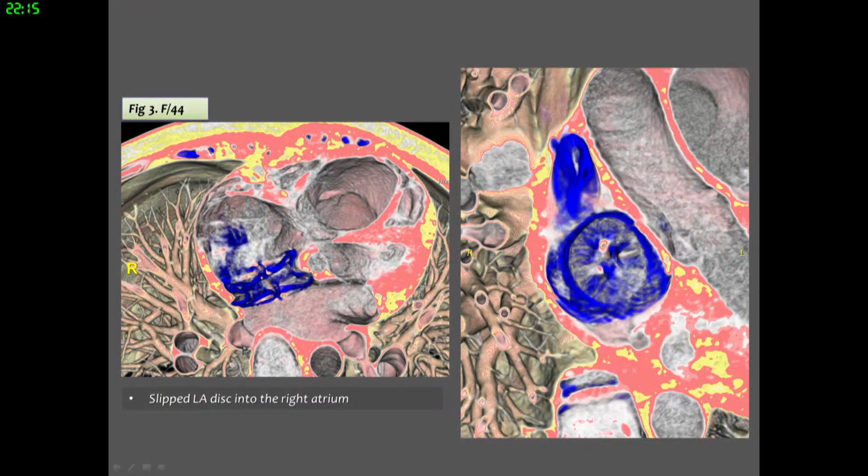Slip of the delay disc into the right atrium is one of the complications. Follow-up CT scan shows a small residual shunt in the inferior portion. However, the anterior, superior, and posterior limb of the device was well anchored.